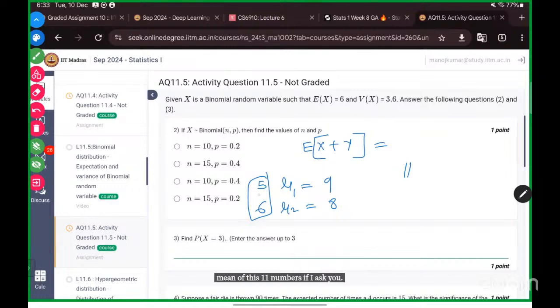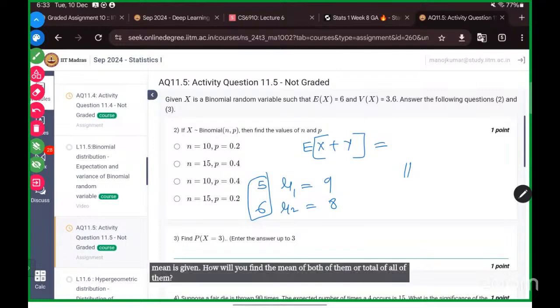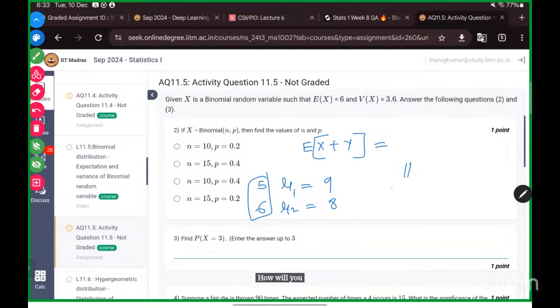So the mean of the 5 numbers is given, and the mean of the different 6 numbers is given. How will you find the mean of both of them together? One thing you can do is write 9 into 5 plus 8 into 6, divided by 11. You can do that, right?